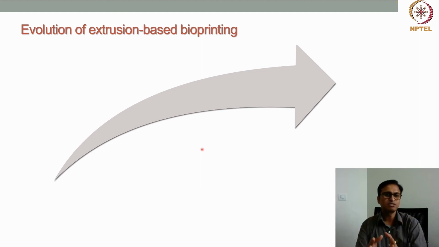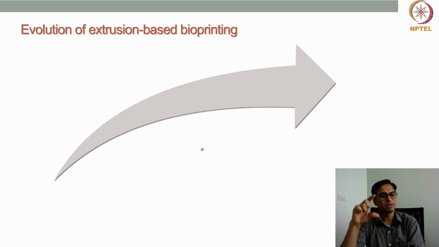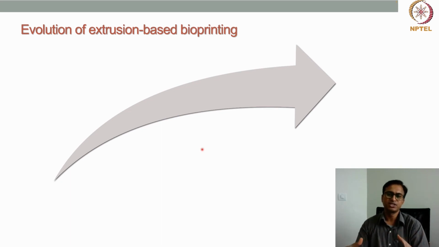Now this extrusion bioprinting has evolved from that fused filament fabrication technology, but here we don't have only a simple printhead, we have a syringe where we load the material. And then, if required, we heat up the material so that it is liquefied. Then we apply pressure, so the material comes out of the nozzle as a thin filament. And then we can print it into a steady structure.